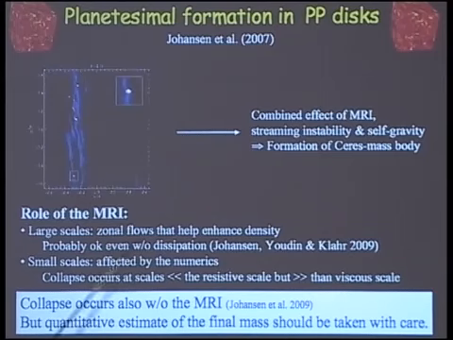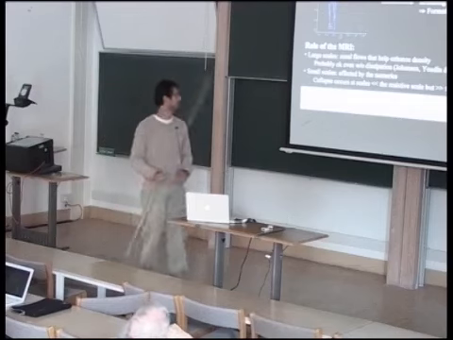The role of the MRI in this simulation seems to be to create a large-scale pressure bump, which has been associated with zonal flows in this paper. So Johansen, Youdin, and Klahr recently did a systematic study of these zonal flows, and they have a set of simulations with controlled dissipation, and they've shown that the structure of this zonal flow doesn't seem to depend on whether or not you have explicit dissipation. They found the same characteristics of this flow in the presence of dissipation. So that seems to be okay.